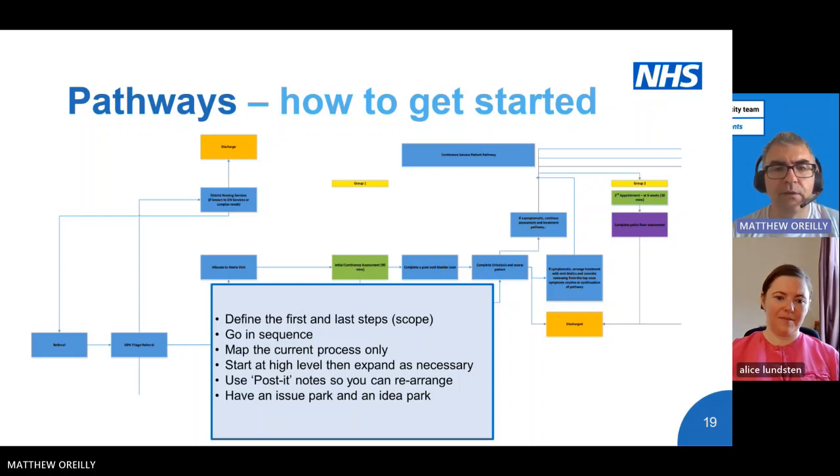And a really good suggestion is to have an issue park and an idea park, whereby you can start to keep a log of some of those issues that you identify as you're developing your pathway map, and an idea park for keeping track of all those great ideas that you come up with as you're working on the pathway mapping, so that they're not lost when you get to the end of the process.